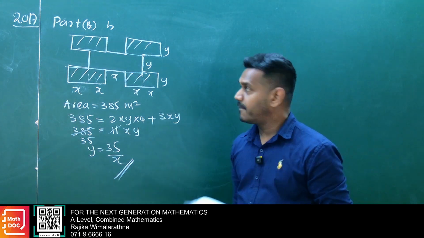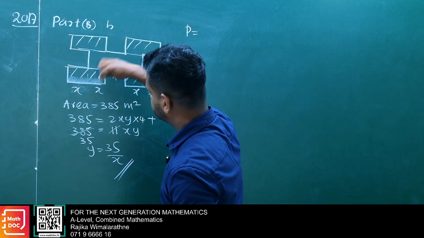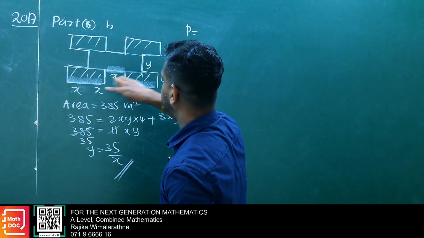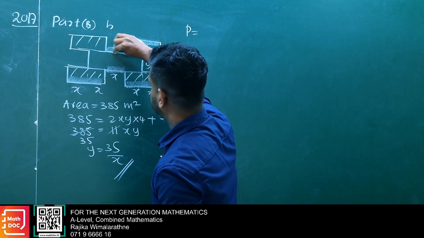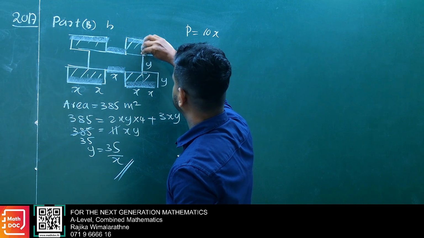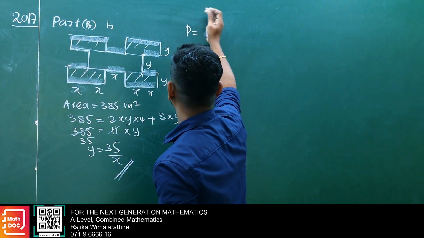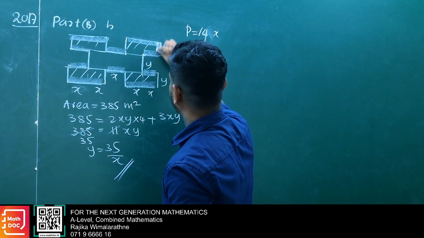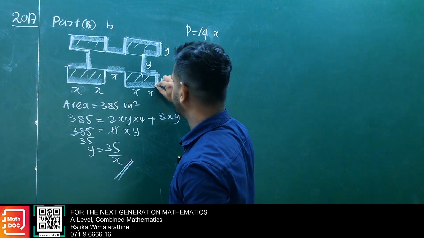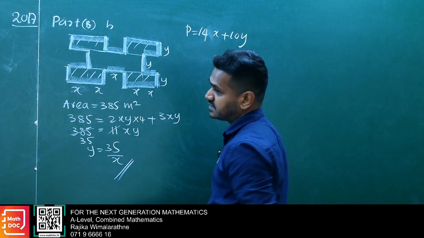Then we need to find the perimeter. Now here the perimeter: 2x, 3x, 5x, then here 10x, 10x, 14x. Then y: 1, 2, 3, 4, 5, 6, 7, 8, 9, 10, so 10y. That is our perimeter.